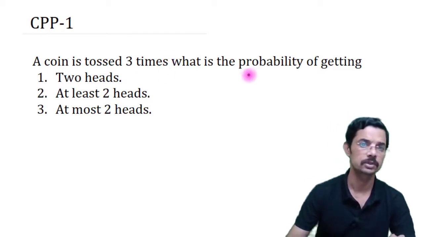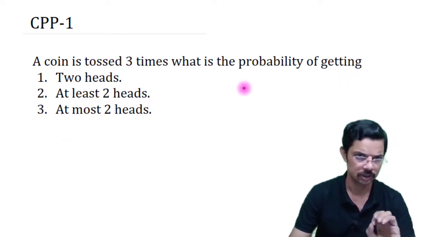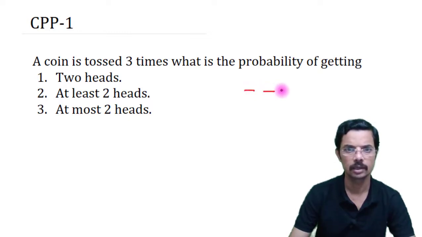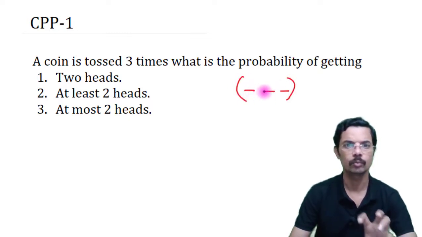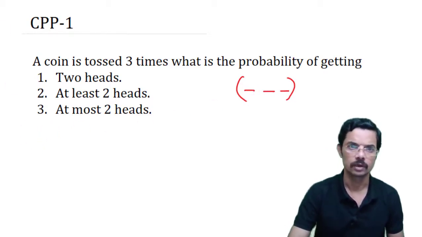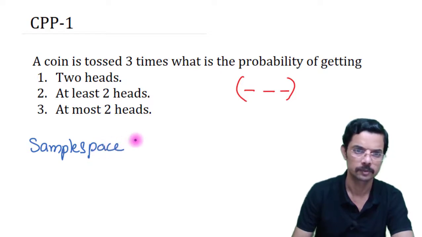The coin is tossed 3 times. So what will be the sample space associated with this random experiment? The first time when we are tossing the coin, we may get a head or a tail. The second time also we may get a head or a tail. So there are 3 things together in one outcome. Let us write down the sample space first of all, the set of all outcomes.